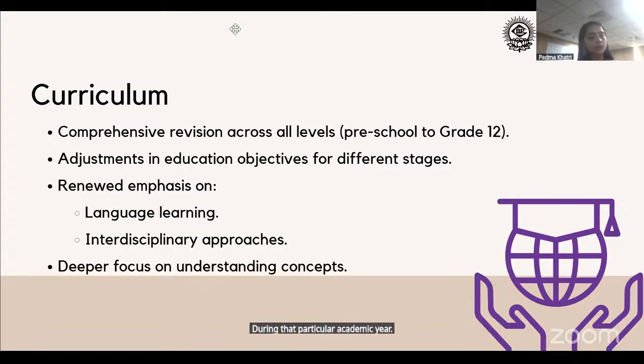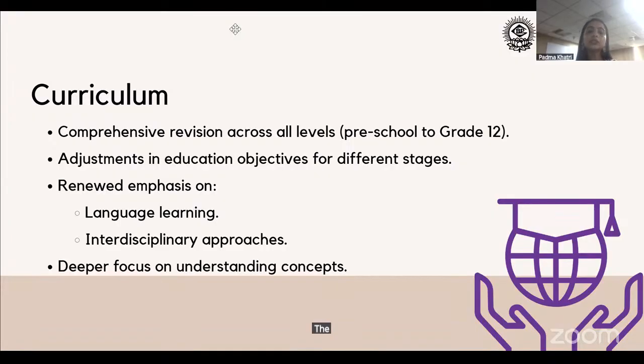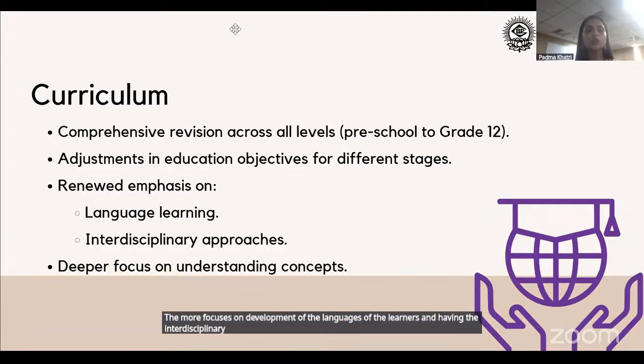So at the moment, at present time, the curriculum has been revised across all the levels. When we are talking about the foundational stage, preparatory stage, middle stage, or secondary stage, it has been revised. The more focuses on development of the languages of the learners and having the interdisciplinary approaches. The more focuses on the understanding of the concepts rather than the accumulations of the facts and figures.